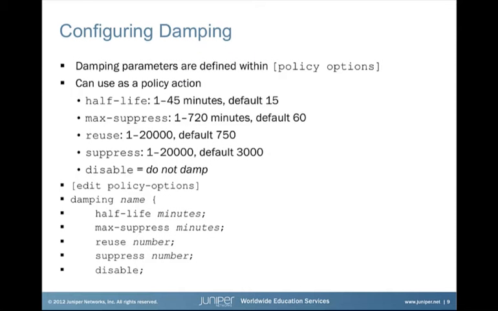So to configure damping, by default, there is no damping configured. You must go under Policy Options, and you can use the default values that we discussed. Those would be: half-life is 15, max suppress is 60 minutes, reuse is 750, suppress is 3000, and you can turn it off for particular peers, for example. So you can say do not damp. If you want to change the defaults, you simply go under Policy Options, under the damping hierarchy, create a new damping profile, change your numbers, and then apply.